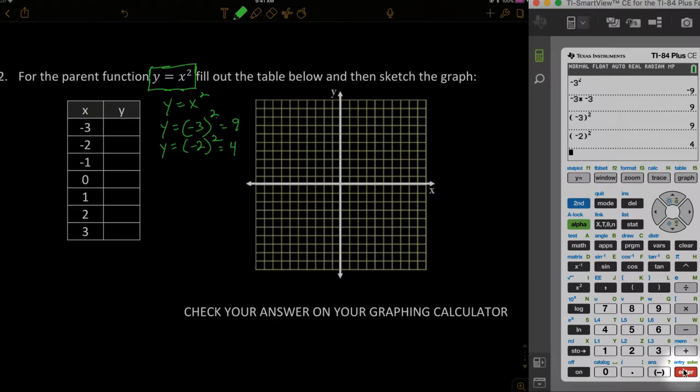And I get 4. All right. So whenever we're plugging x into our equations, we want to use parentheses always. So now when I plug in 0, I get 0. So let's start filling these in.